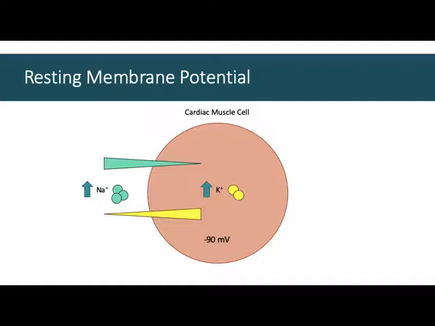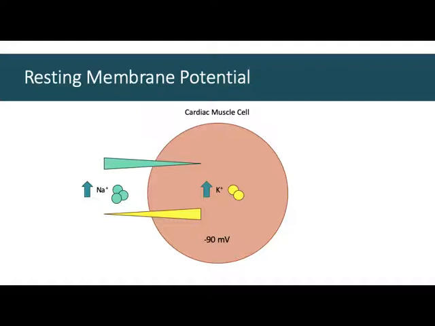It can be as low as minus 120 or so. It can be higher depending on what cell you're in, but in a cardiac muscle cell, let's say a typical resting membrane potential is negative 90 millivolts. That means charge outside is higher than inside.